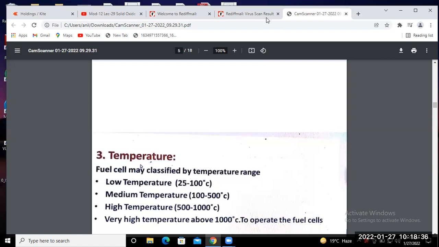And the last one, we concern about the application of the fuel cell.